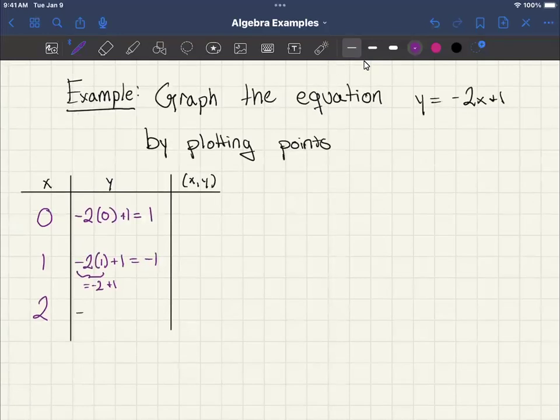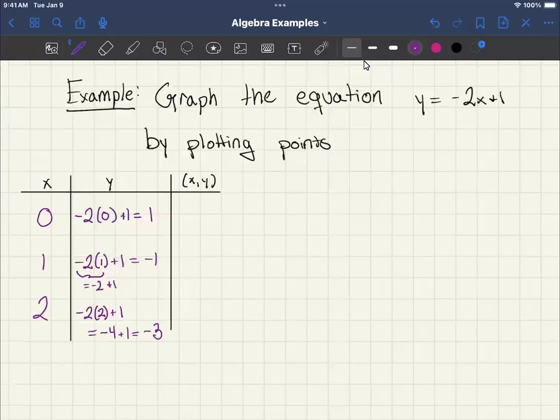Our third point, when we plug in 2 into our equation, I'm going to write this onto the next line. Negative 2 times 2 is negative 4. We are adding 1 to that value, and that is going to give us a negative 3.